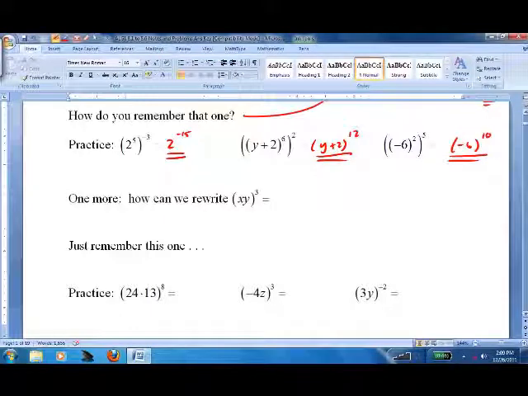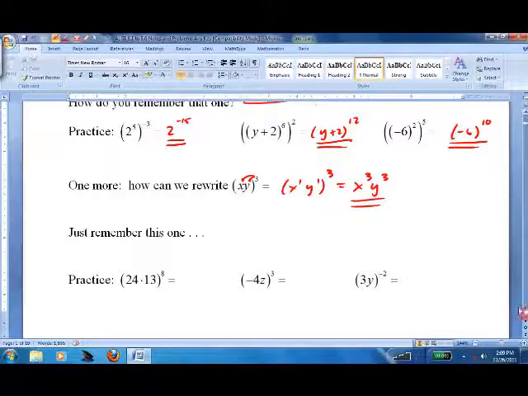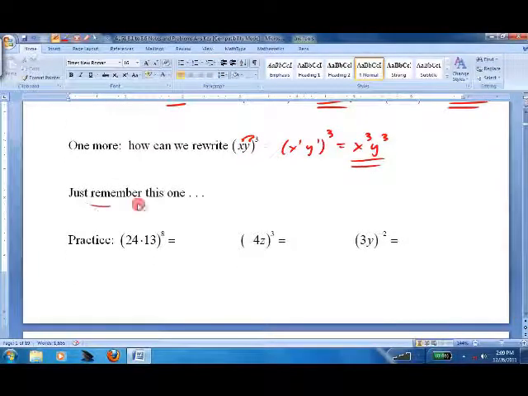And finally, for this side, how do we rewrite xy quantity to the 3rd? Well, we distribute the 3rd. So this is actually x to the 1st, y to the 1st to the 3rd. 3 times 1 is x to the 3rd. 3 times 1 is y to the 3rd. So we just distribute exponents when we're taking a group of them to a power. So just to be clear, and I say just remember this one, there's no way to remember that I know of off the top of my head.